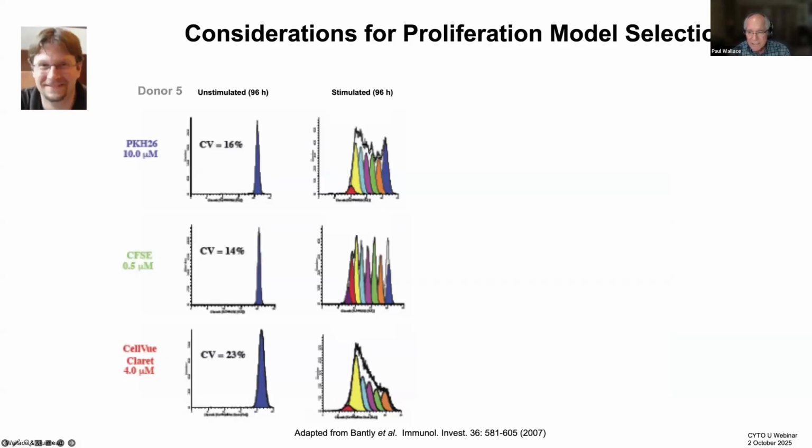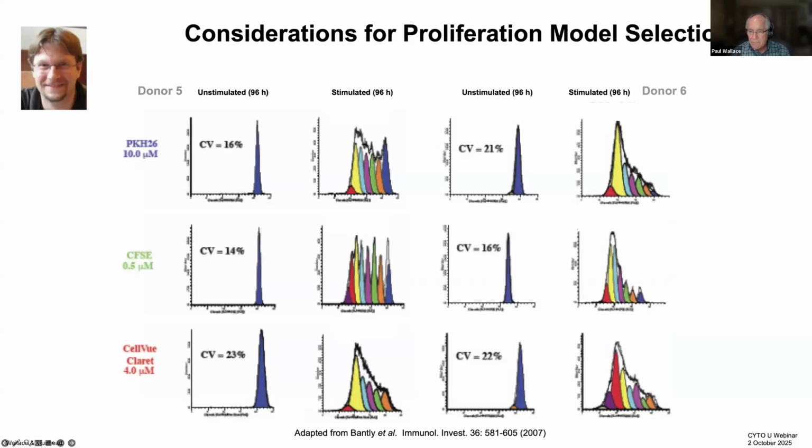The amount of information contained in the shape of a dilution histogram varies with the donor, cell type, dye, and stimulus used. This means that there is no one-size-fits-all proliferation model, and depending on the experimental question of interest, it may be necessary to try more than one model and compare them using a goodness of fit metric, the reduced chi-square, where a perfect fit has a value of 1.